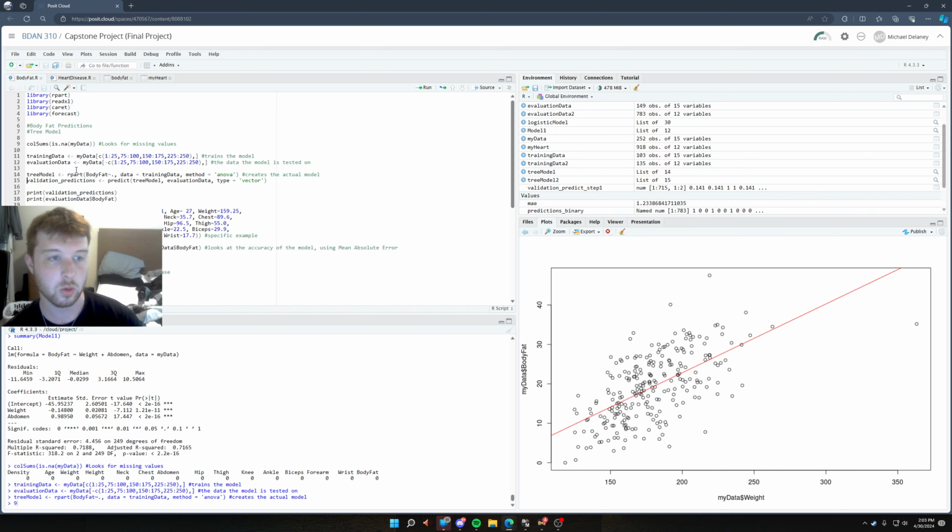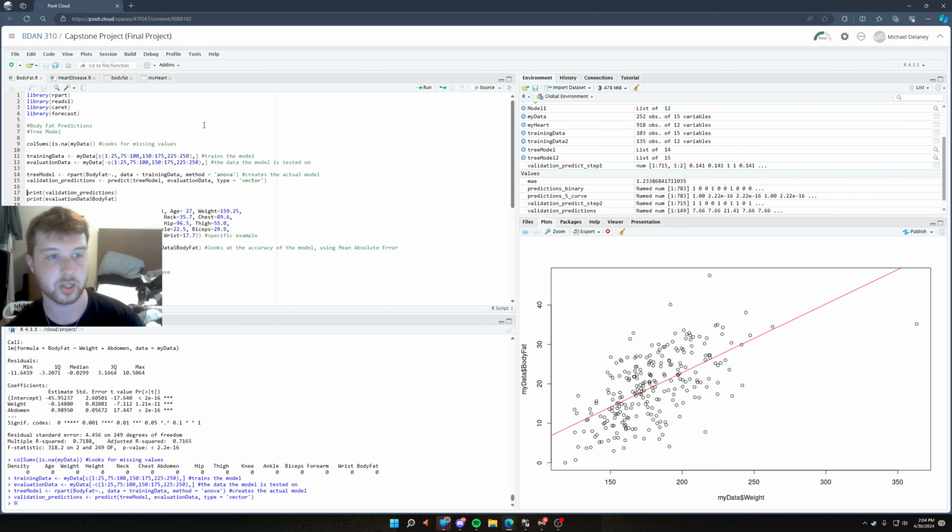Looking at the tree model here, we're using rpart, which is a function. Body fat is going to be our dependent variable based on everything else, which is what the period stands for. Data frame, again, using the training data within an ANOVA method because we are not using a class where it's like a yes or a no. There's multiple different things it could be. Validation predictions, again, are based on the model we just created using the evaluation data.